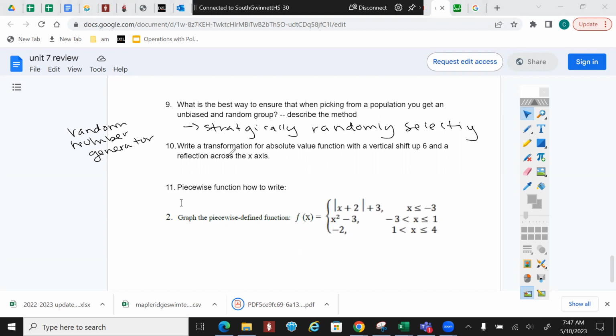Okay. On the next one, it says write a transformation for an absolute value function with a vertical shift up 6 and a reflection across the x-axis. So remember, absolute value looks like this. And a vertical shift up means that we're going to add 6 on the outside. And that reflection across the x-axis is going to make that negative out front.